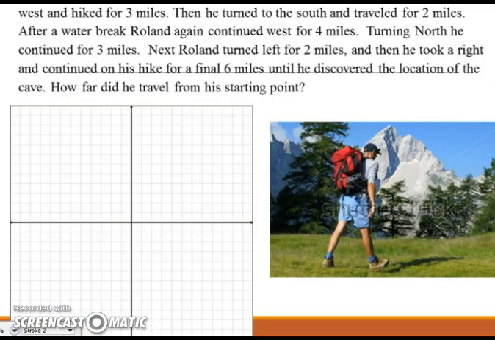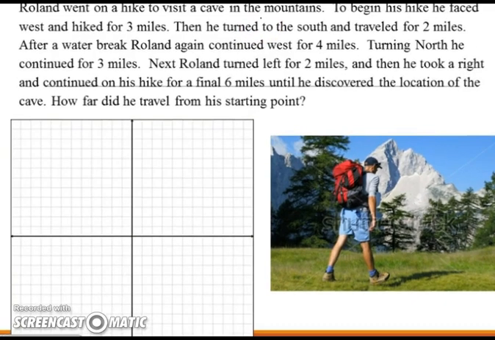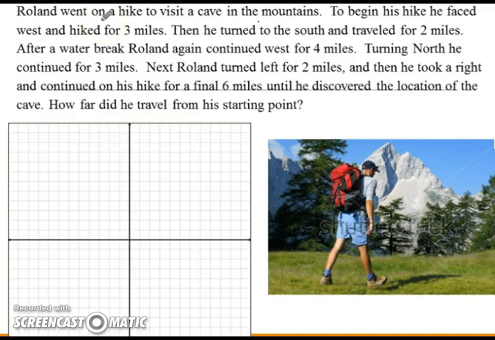One last example, and I need to extend my view up a bit here. So this example says that Roland went on a hike to visit a cave in the mountains. To begin his hike, he faced west and hiked for 3 miles. Then he turned to the south and traveled for 2 miles. After a water break, Roland again continued west for 4 miles. Turning north, he counted for 3 miles. Next, Roland turned left for 2 miles, and then he took a right and counted on his hike for a final 6 miles until he discovered his location of the cave. How far did he travel from his starting point?